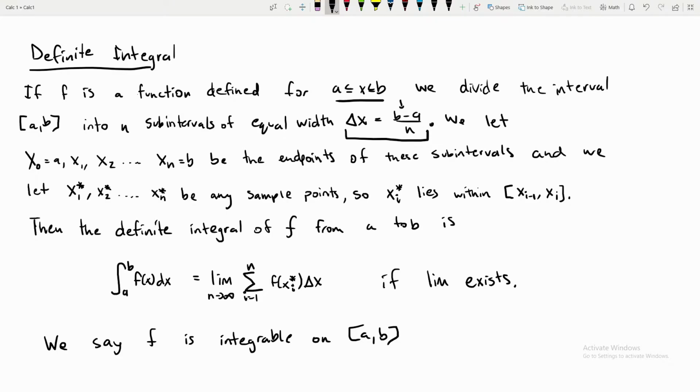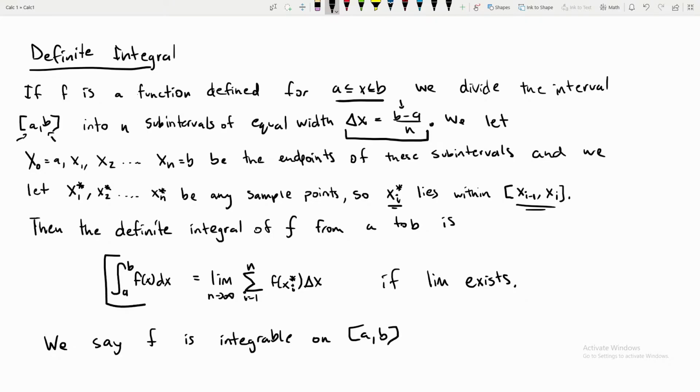And then we let x0 equal a, meaning the start point is the start point of our interval, and then we let x1, x2, and so on, up to xn equal to b, meaning the end point of our interval. And then we let these be the endpoints of the subintervals, and we let x asterisk subscript 1 and onwards to n be the sample points. And then we constrained it so that the ith sample point lies within that interval that we talked about. Then we say that the definite integral of f from a to b is defined as such.